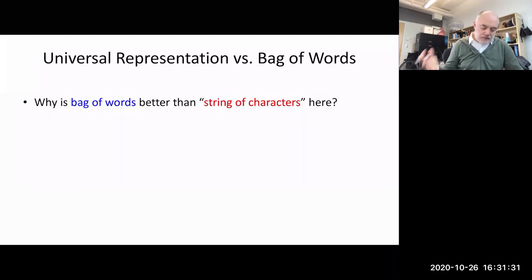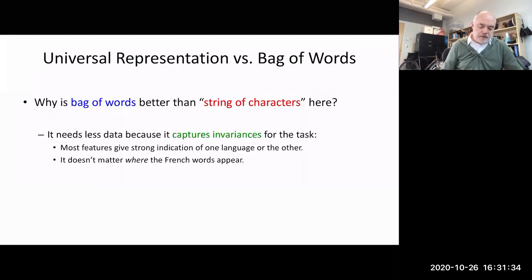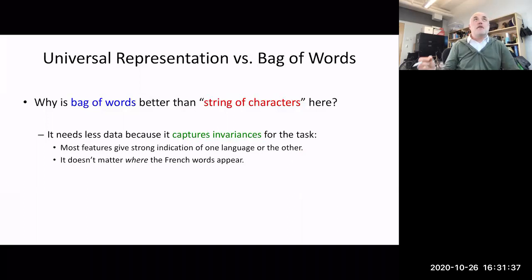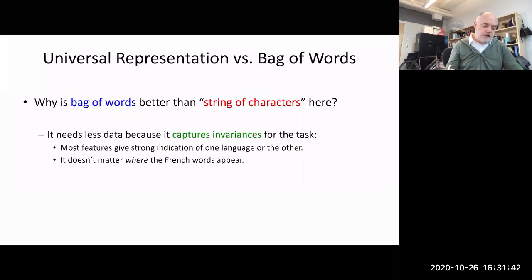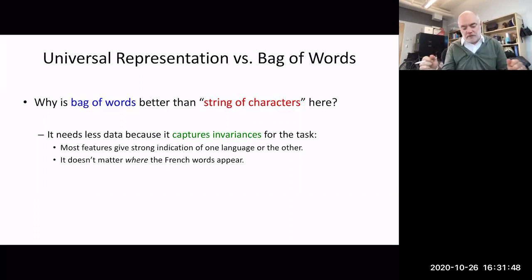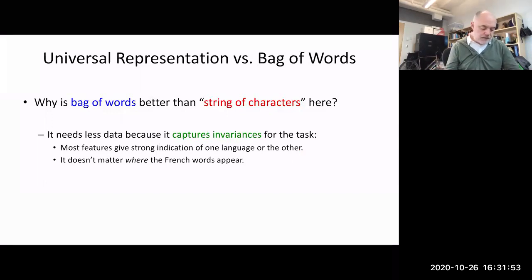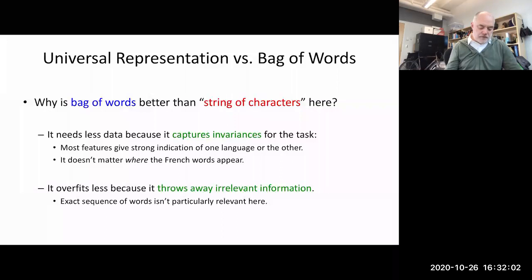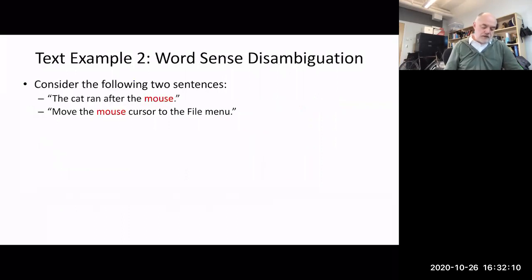So why is this, and this is basically what I'm hinting at, why is a bag of words better than a string of characters here? Well, when we ultimately learn the classifier, we're going to need less data, right? Because the representation captures an invariance that's true of the task. If you scramble the original word order, you still can solve the task. You don't need it, so you shouldn't train using it. It's much better to just get rid of it, right? So most of the features give a strong indication of one language or another, and it doesn't matter where the French words occur, right? It's going to overfit less because it throws away irrelevant information, right? The exact sequence of words isn't particularly relevant here.